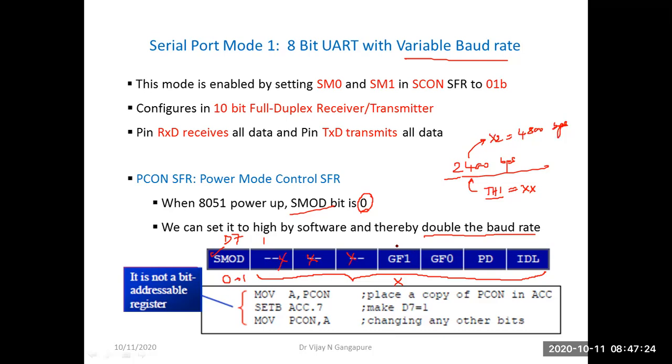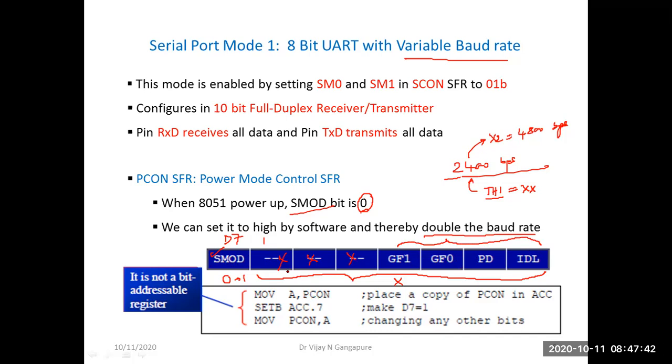Okay, so these bits should not be disturbed. We have to just make this bit 1. Probably this is not a bit addressable SFR, so directly I cannot modify this SMOD. So for that the program is written, to set this bit.